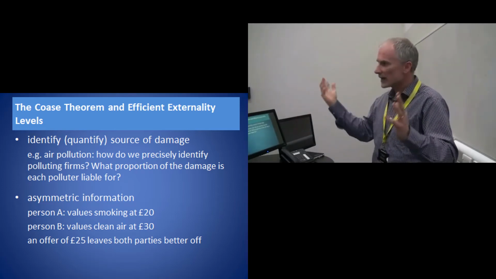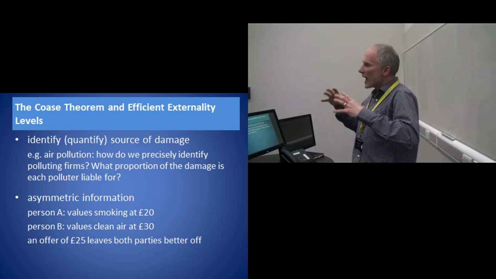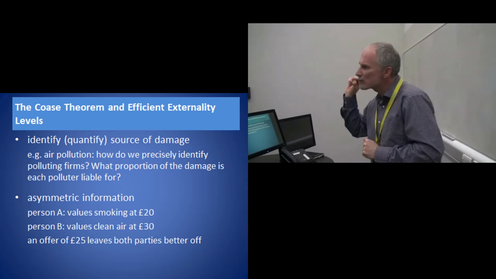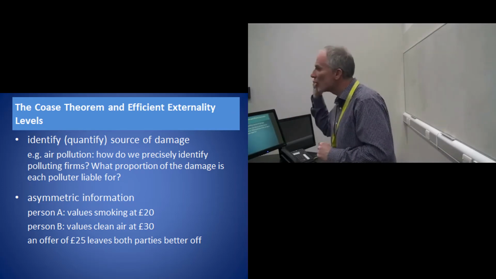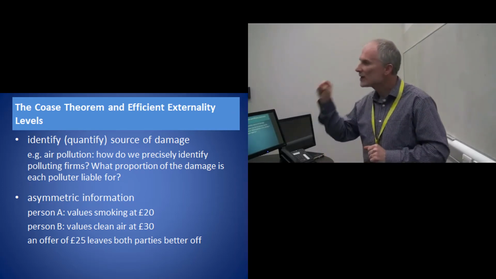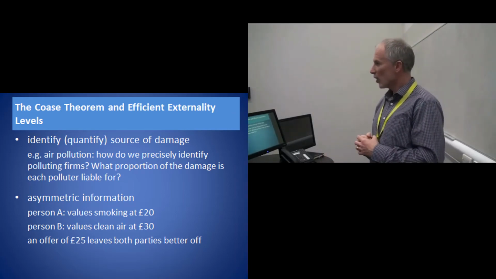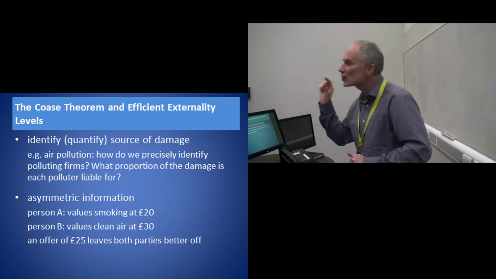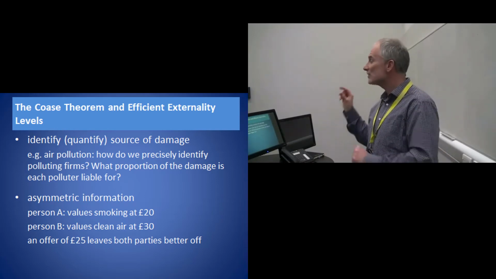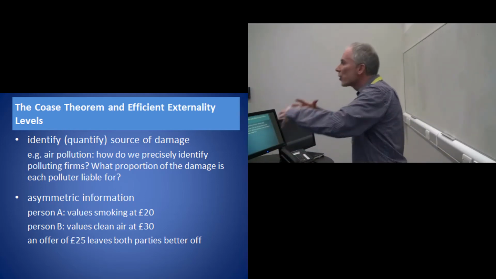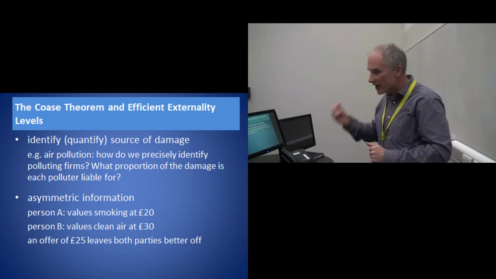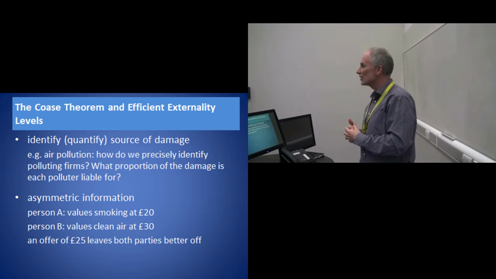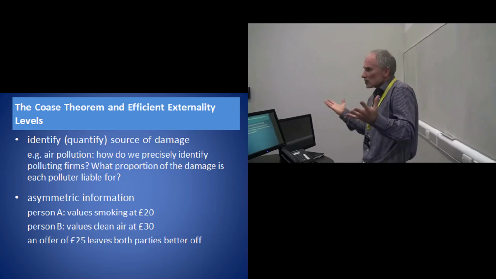But in that case of air pollution, how do those people who are affected by air pollution firstly precisely identify those firms that are polluting their air? Not only do they need to precisely identify them, they also need to quantify the amount of damage inflicted by those firms upon them. And it's a very, very difficult scenario to get a grip on. So, what does that mean?